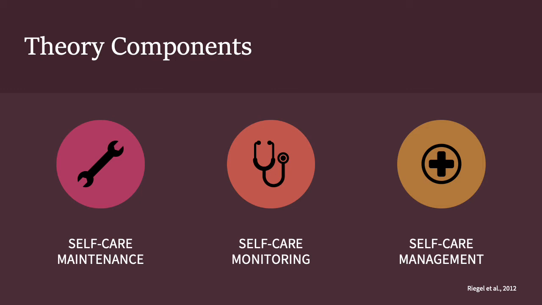Self-care monitoring includes routine vigilant monitoring of oneself for changes in symptoms. For example, someone monitoring their weight for fluid overload in heart failure. It's referred to as what's known as body listening. The goal is to recognize when these changes occur. Self-care monitoring is the link between maintenance and management.